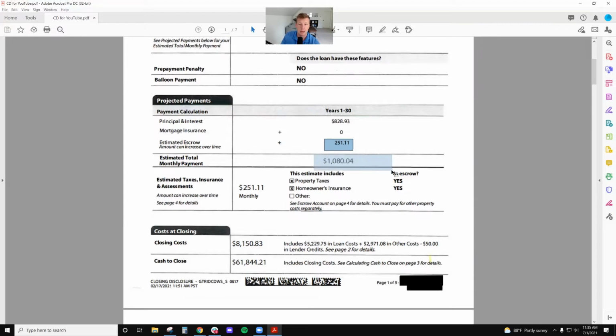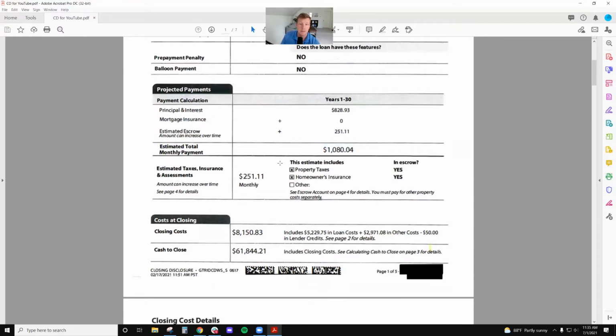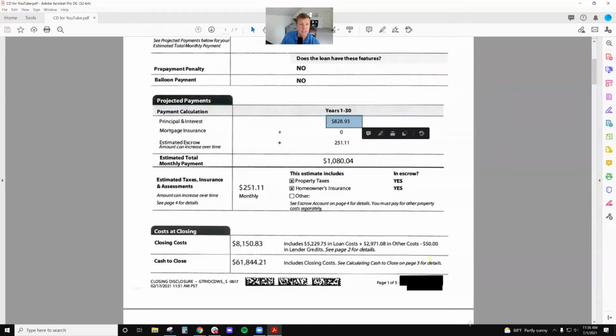But the total monthly payment there is going to be $1,080 every single month. So this shows you property taxes and homeowners insurance are included in this $251 a month. So even though the loan is actually only coming in at $828, we're escrowing an additional $251 to get to the total monthly mortgage payment, or the total monthly payment of $1,080.